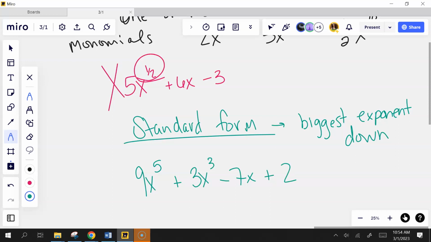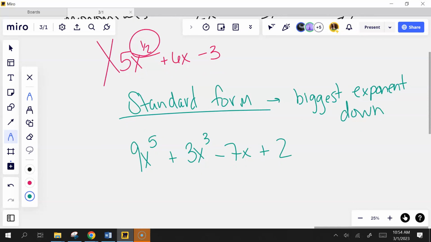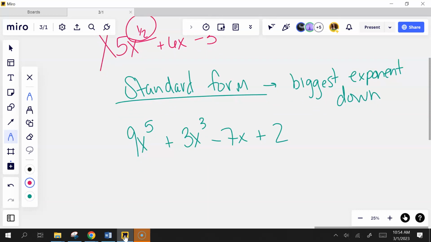Do we agree this is a polynomial? Yes. Because all the exponents are positive whole numbers, right? Y'all okay there? Yes. All right. Little more vocabulary before we get into adding and subtracting today. The biggest exponent is very important. That is what we call the degree of the polynomial.